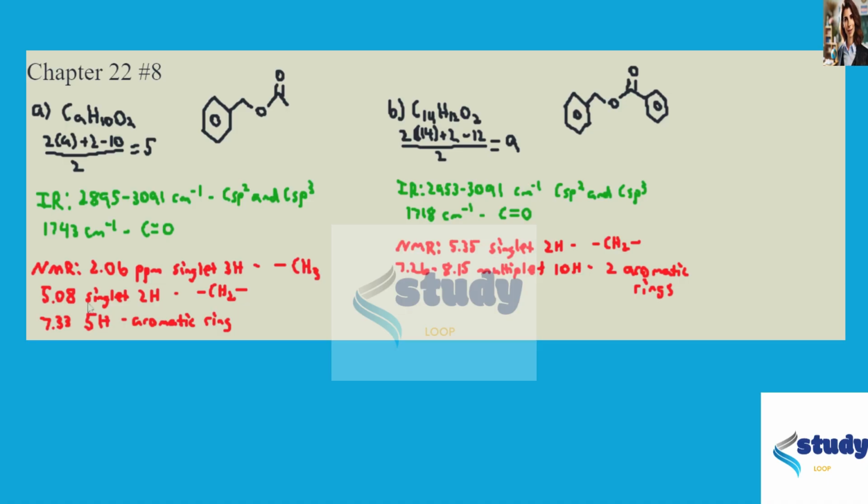An integration of 5 tells us that we have a monosubstituted aromatic ring, because just a benzene ring would have 6 protons, so it would integrate to 6. So when you see a signal in this region with an integration of 5, you know that it's monosubstituted. Similarly, a signal in this region with an integration of 4 would tell you that you have a disubstituted ring.